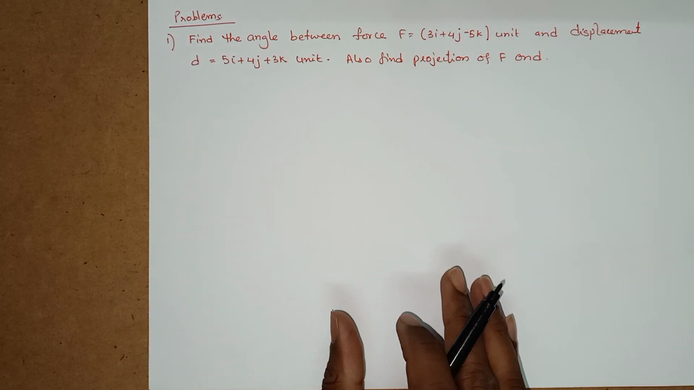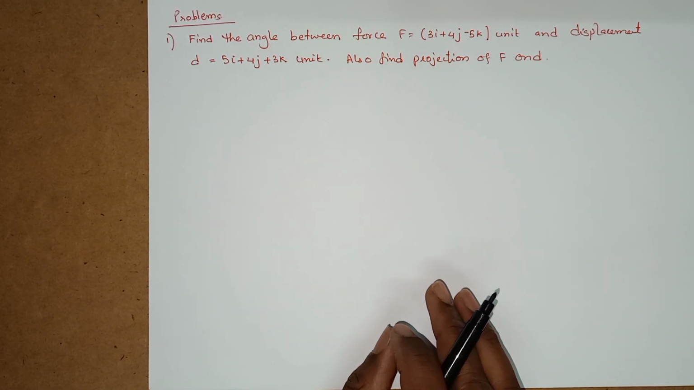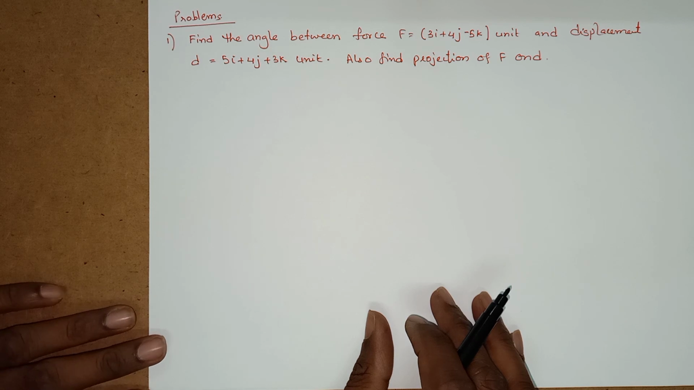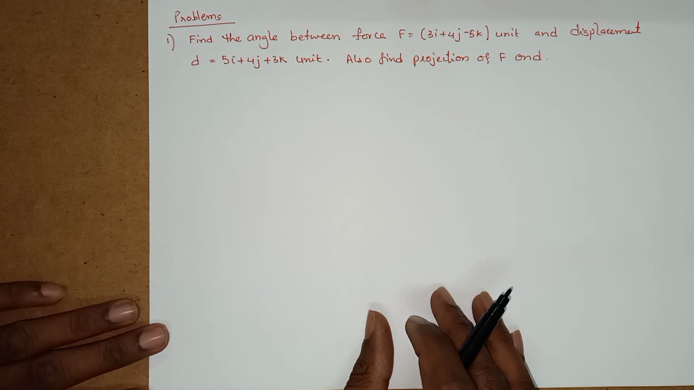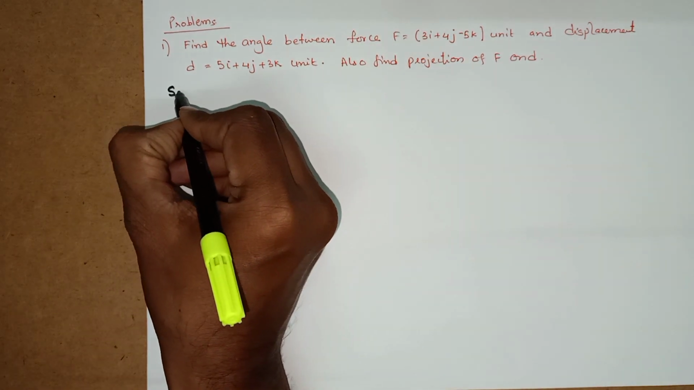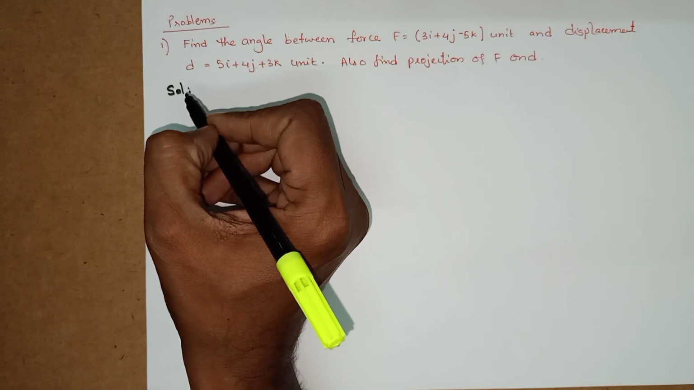Let us start with simple problems which are there in the textbook. This is the first problem. Find the angle between force F and displacement D, which are given, and also find the projection of F on D. So let us try to analyze the solution.